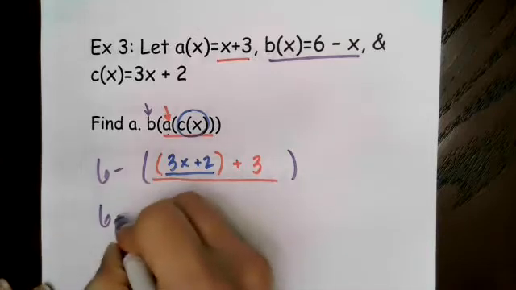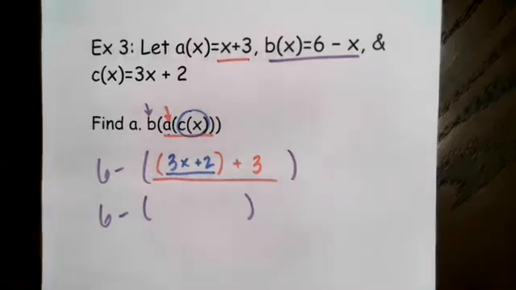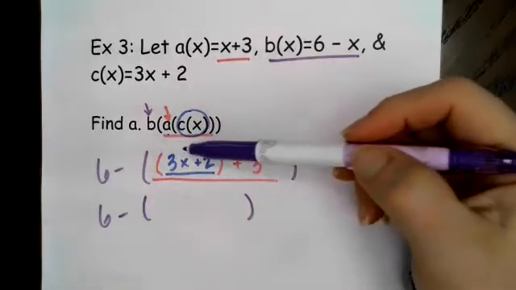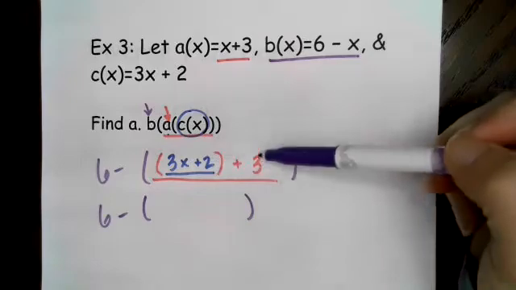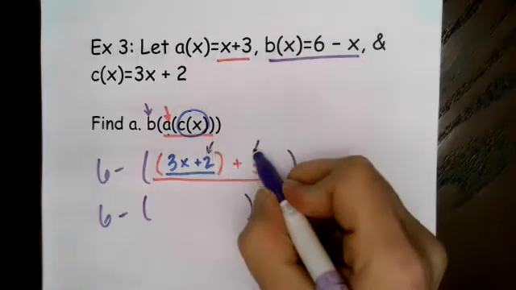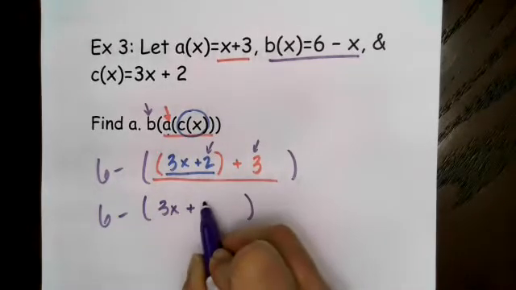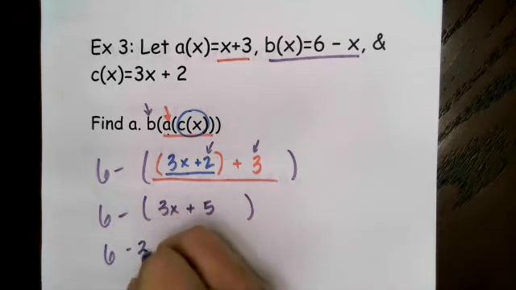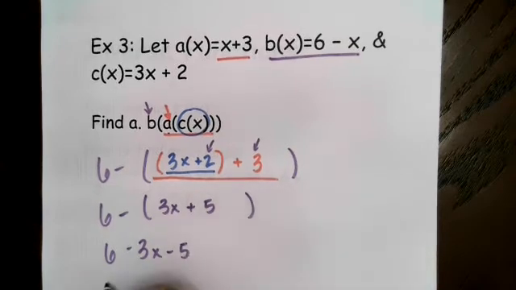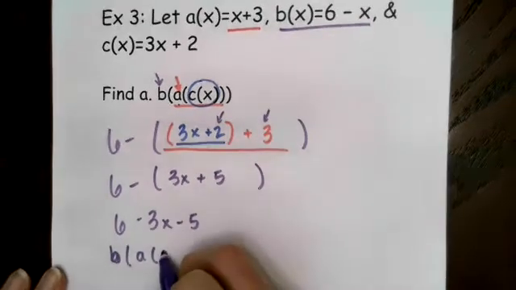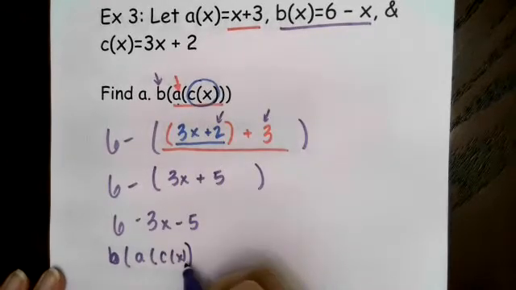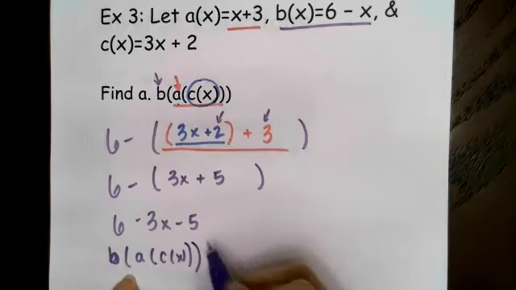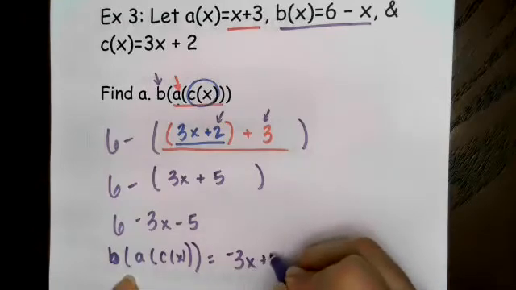So I have a 6, I have a minus. Now in this parenthesis, I've got some things going on. Nothing's being multiplied by my 3x plus 2, so I can combine my 3x plus 2 with this plus 3. So these like terms will combine, and I'll have 3x plus 5. Instead of subtracting, I'm going to distribute the negative and add the opposite. So I have 6 minus 3x minus 5. And then combining like terms, I will end up with my final answer. And this is equal to negative 3x plus 1.